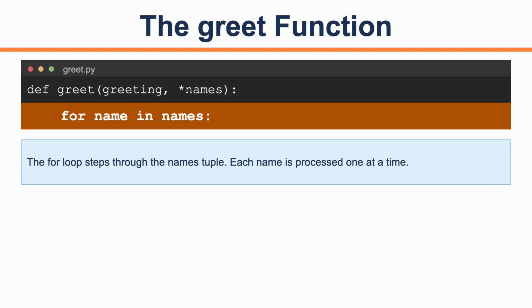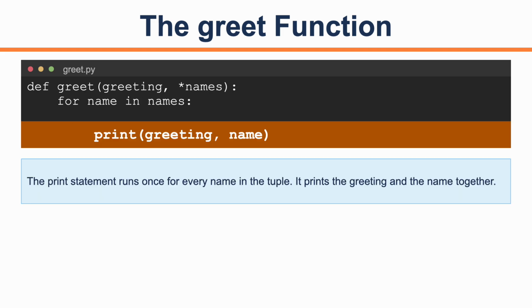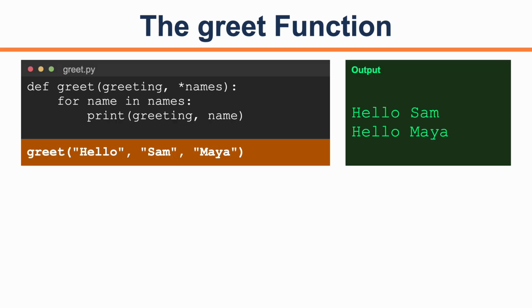A for loop inside the function steps through every name in the names tuple one at a time. With the print statement now inside the loop, the function is complete. It runs once for every name collected in the tuple, printing the greeting paired with each name in turn. Passing hello, Sam, and Maya into the function shows it working. Hello goes to the greeting parameter. Sam and Maya are collected into names. The output prints hello Sam and hello Maya on separate lines.